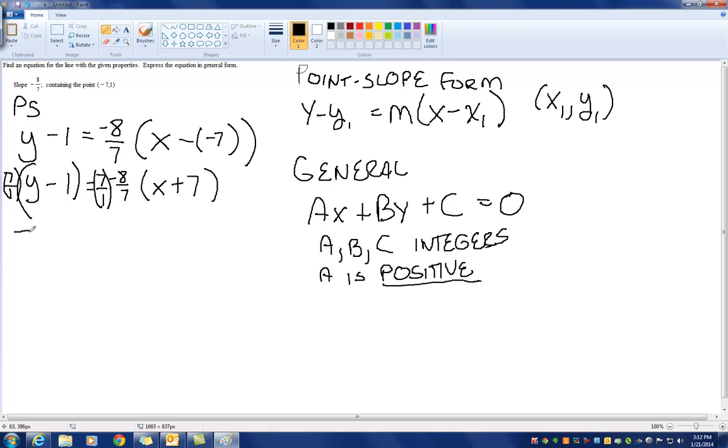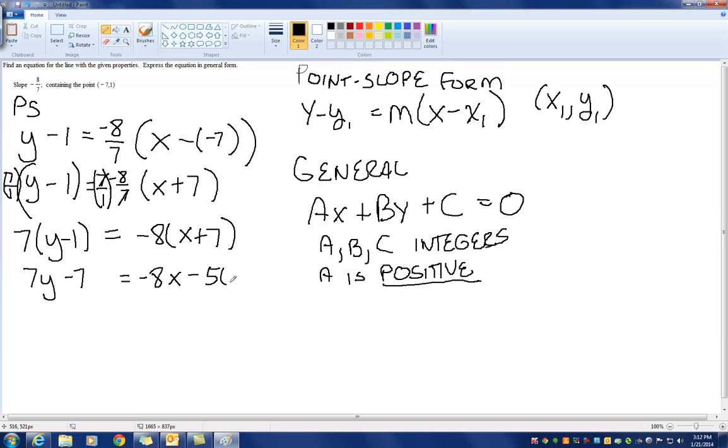So this side becomes 7 times the quantity y minus 1. And on this side, the 7's are common factors in the numerator and denominator. You've just got 8 times negative x plus 7. It then helps to do the distributive property here. 7y minus 7 equals -8x minus 56.